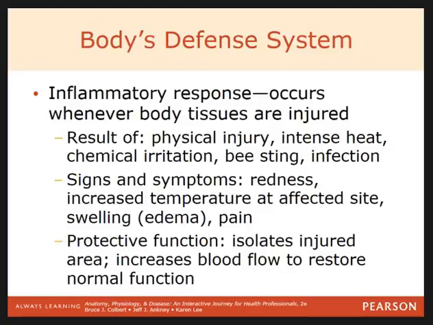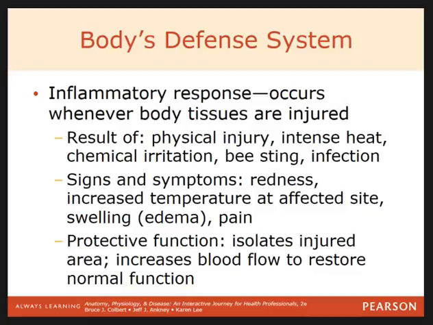Now, the inflammatory response will occur whenever there is injury to the body tissues. So things like physical injury, burns, intense heat, chemical irritations, bee stings, or infection can cause this inflammatory response. We definitely will talk more about the inflammatory response and the inflammatory cascade in a later chapter. It's very important because then we'll talk about medicines that can stop that inflammation.